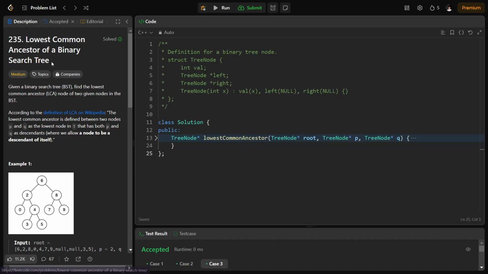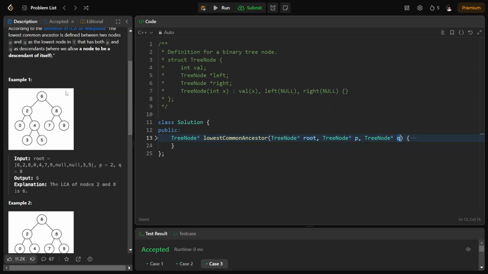In this video we are going to solve the lowest common ancestor of a binary search tree. You would be given a BST and two nodes of this tree, P and Q, and you have to find the lowest common ancestor, because the root would always be an ancestor to P and Q, right? So we need to find the ancestor that is the closest to P and Q.